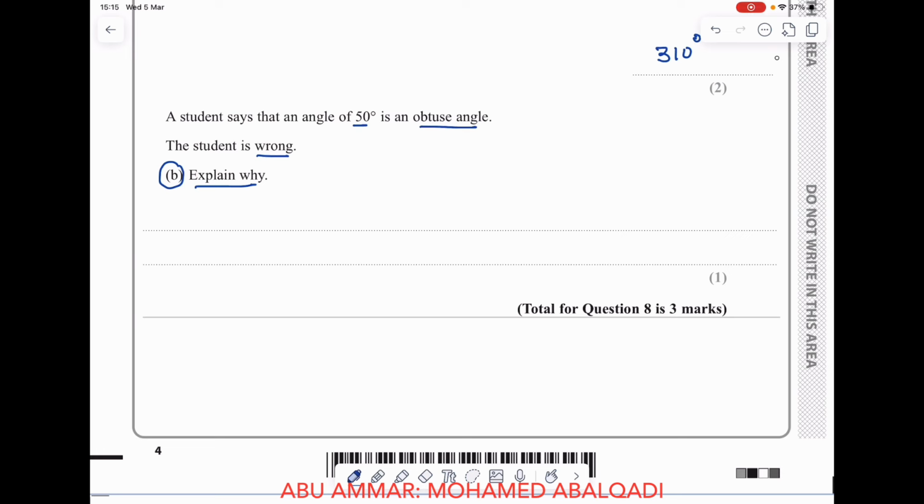So an obtuse angle is an angle that is greater than 90 degrees and less than 180 degrees. So in this case, we see that 50 degrees is less than 90 degrees. So it cannot be an obtuse angle.